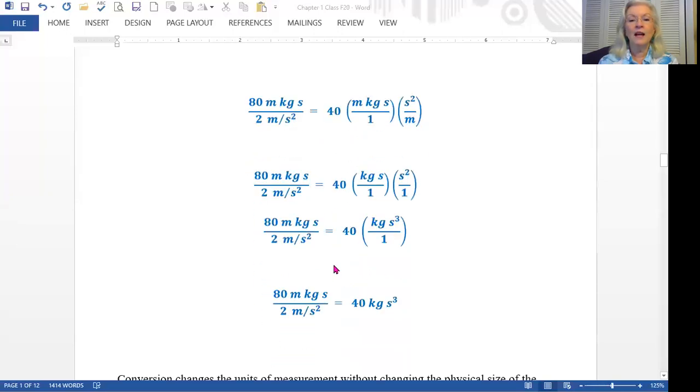So now what do we have? We have a kilogram second over 1 multiplied by a second squared over 1. Kilograms don't have anything to multiply by it or change it, so we write it down. A second multiplied by a second squared is a second cubed. And 1 multiplied by 1 is just 1. If anything is over 1, you can just drop the denominator. And so our answer is 40 kilograms seconds cubed.